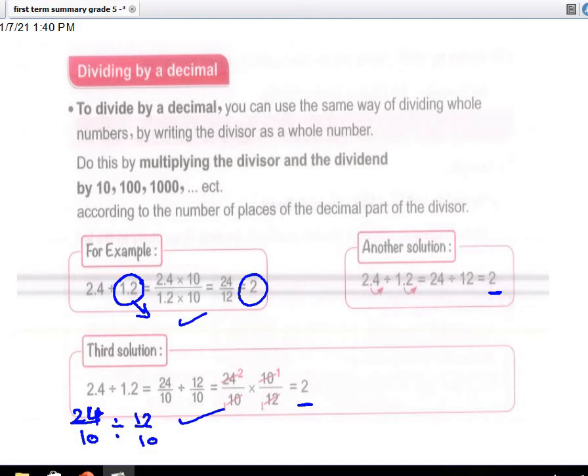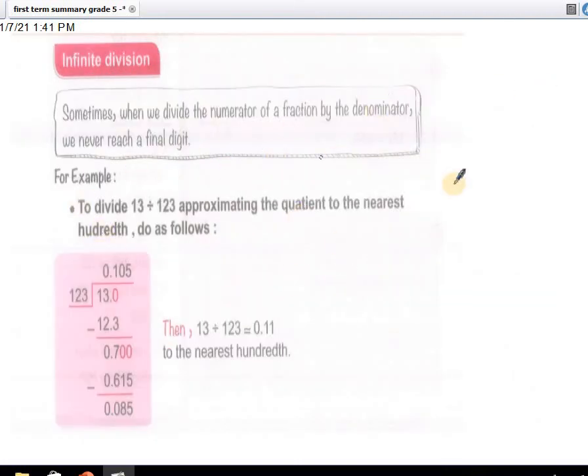Okay, the third part we have here, and we're going to finish with, okay, infinite division. It's a division that will not end. Okay, how do I end it? By the question. They told me to approximate to the what? To the nearest hundredth. Okay, what should I do? Look here. Here is the number 13 divided by 123. Okay, 13 is smaller than 123.